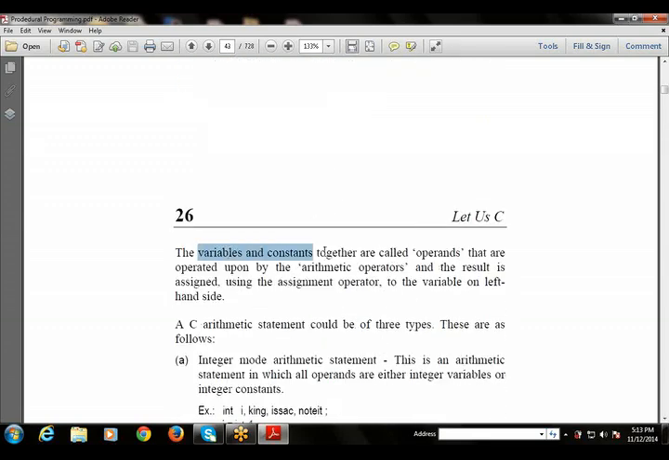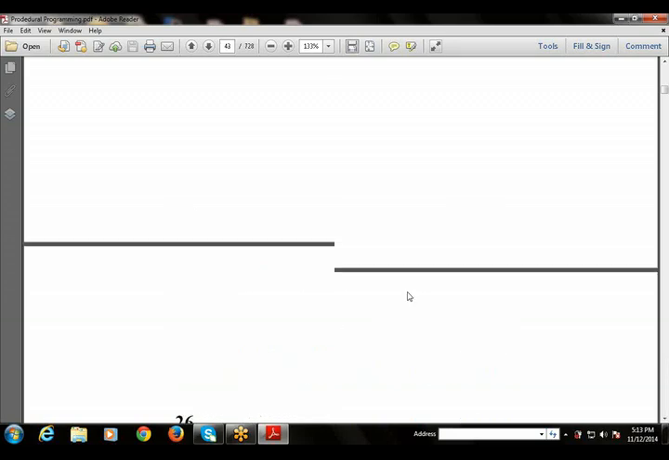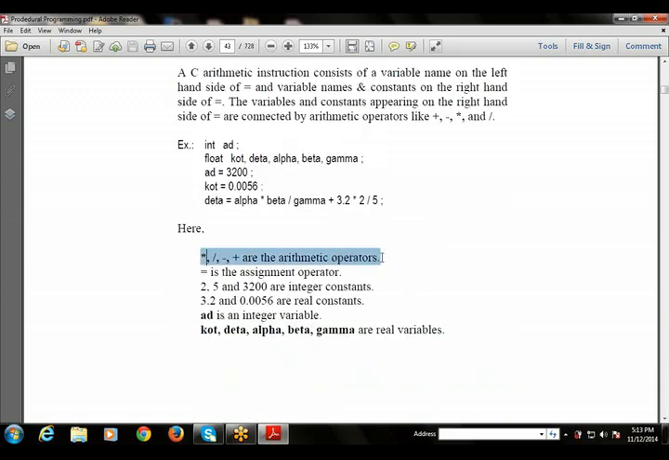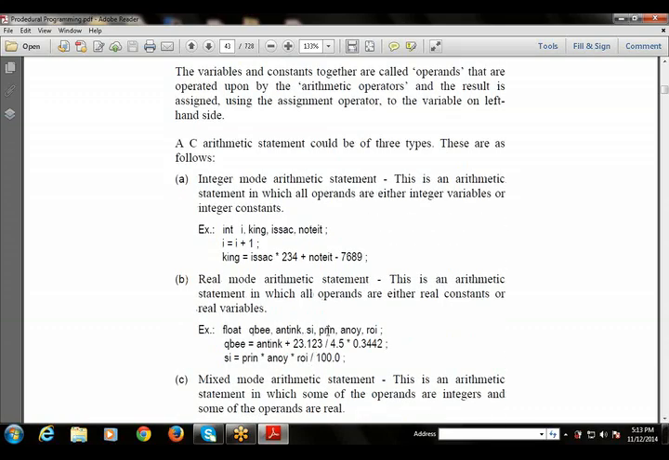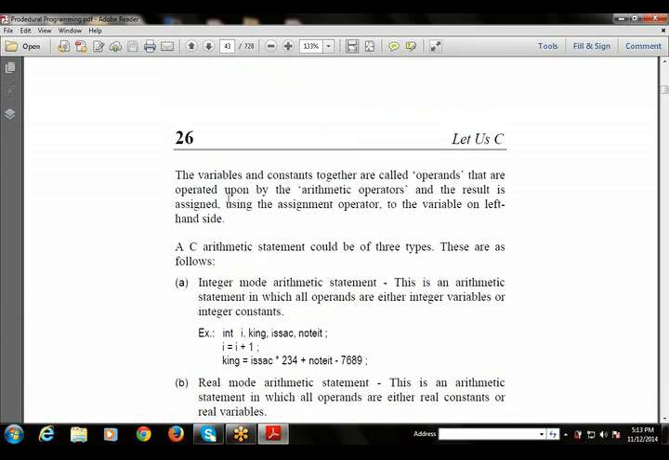Then the variable and the constant together are known as the operand. It means these are the arithmetic operators, and these are the operands. These are the operands, which are operated upon by the arithmetic operators, and the result is assigned using the assignment operator to the variable on the left hand side.